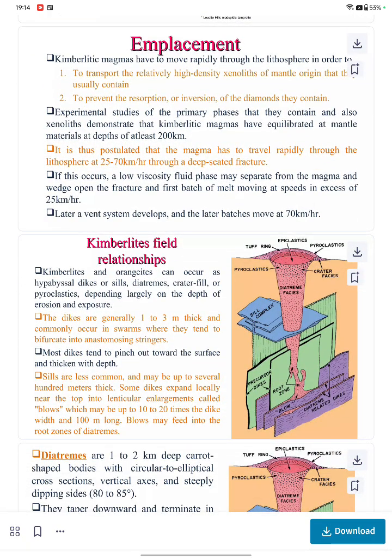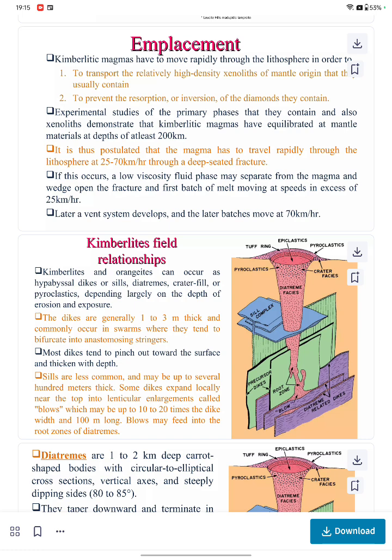Field relation and all. So diamonds basically occur in lamproites, kimberlites, and orangeites. Emplacement. Kimberlite magma has to move rapidly through the lithosphere in order to transport the relatively high density xenoliths of mantle origin that they usually contain, and to prevent the resorption of the diamonds they contain.